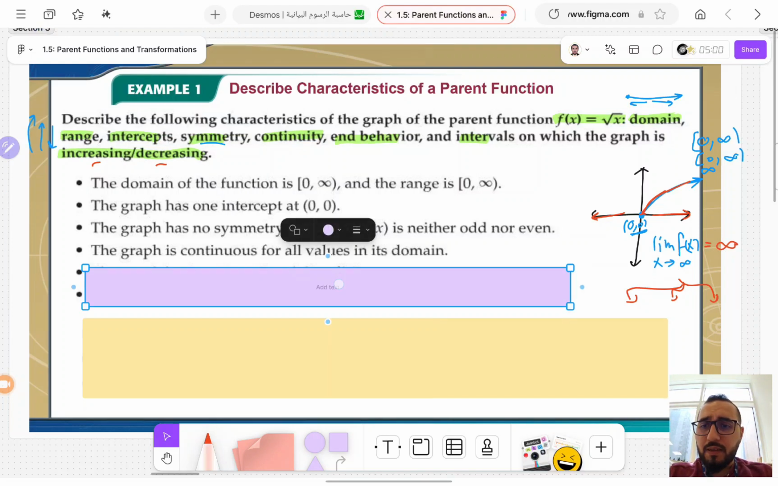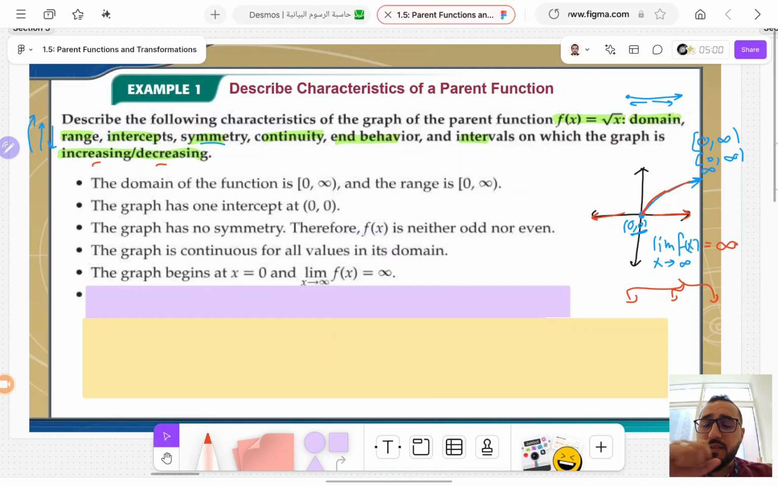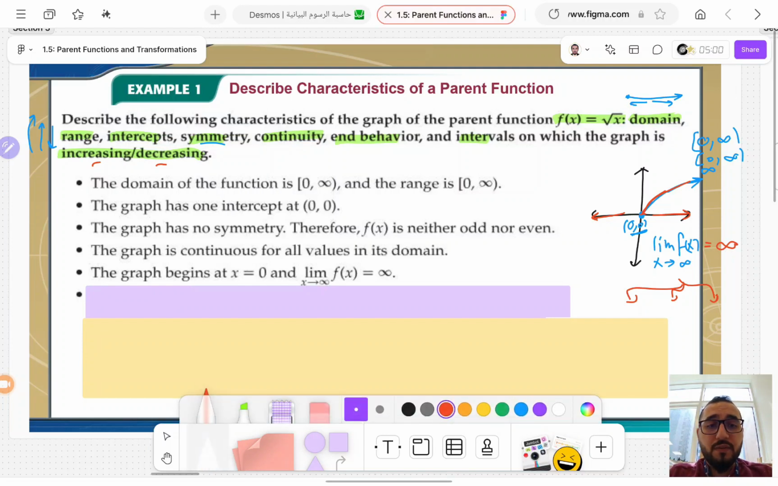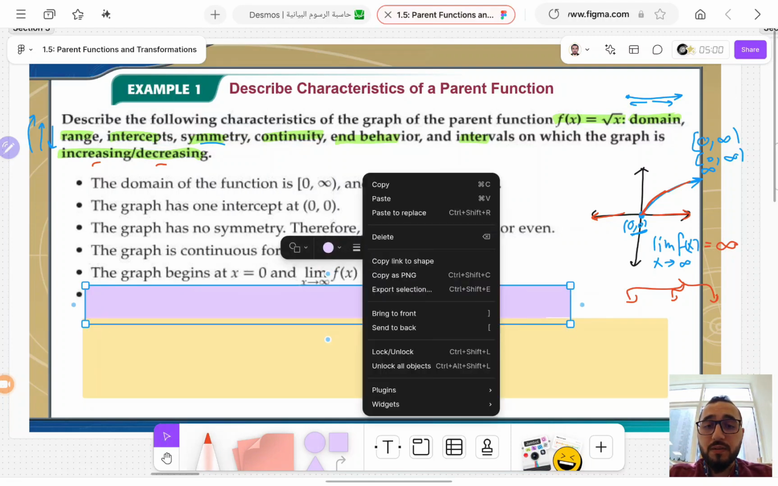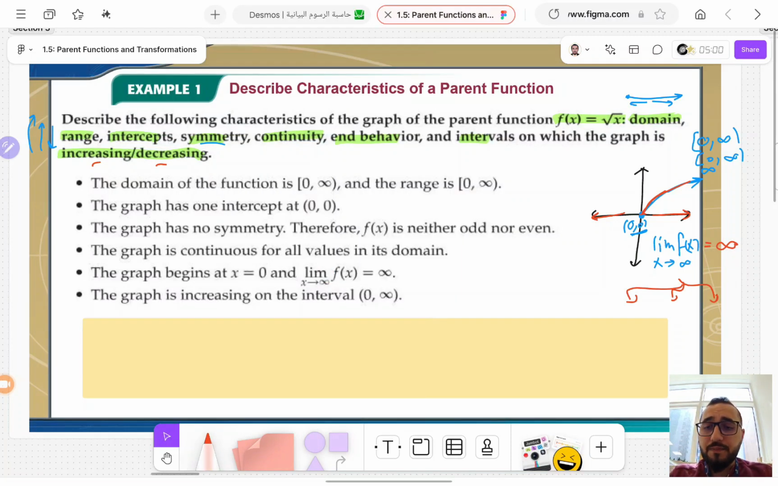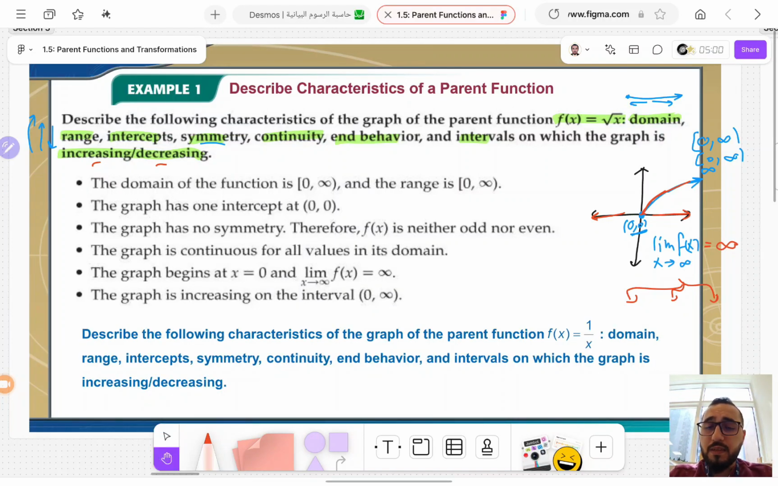Let's check the answer now. As you can see, the limit when x approaches positive infinity of the function is positive infinity. And the increasing part, as you can see from the function, is from 0 to positive infinity. Let me remove this so you can see the answer. Okay, now try to solve this question by yourself, and if you need help, please let me know.